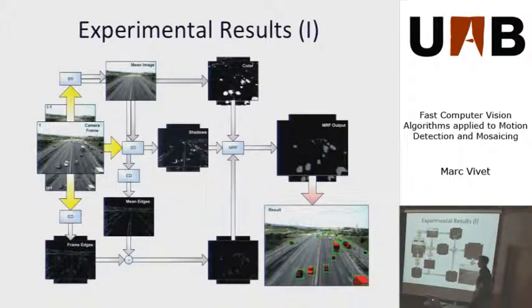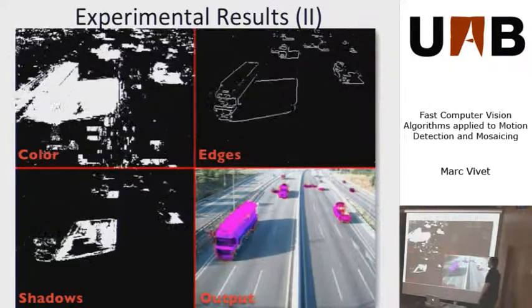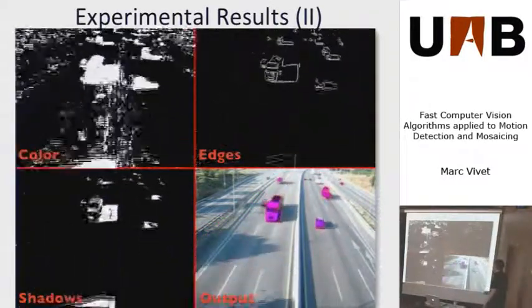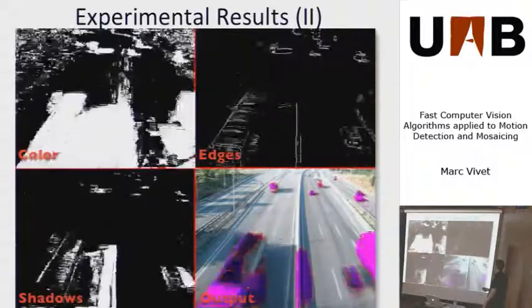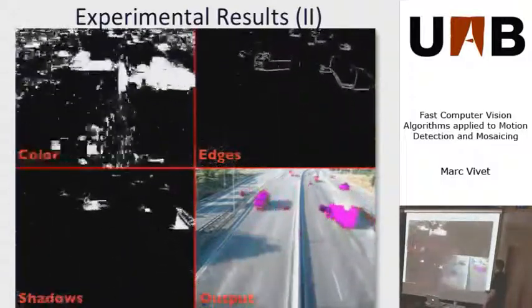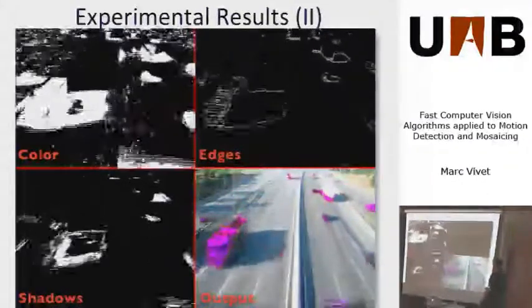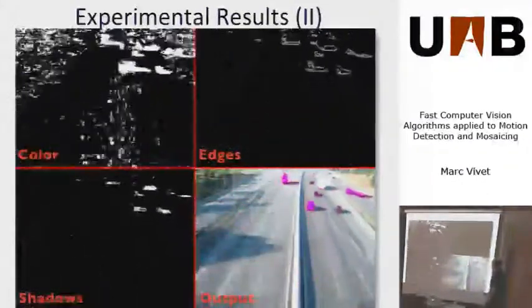This is a block diagram of our system. So using a video sequence, we generate the background image. And with this background image, we extract the color segmentation, the shadows, and the edges. And we combine all the sources of information through our Markov random field. Here is an example of the different inputs. So we have the color, the edges, and the shadows. And as you can see, the output is better than any of the inputs separately.